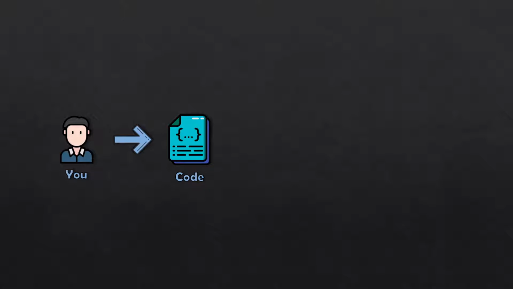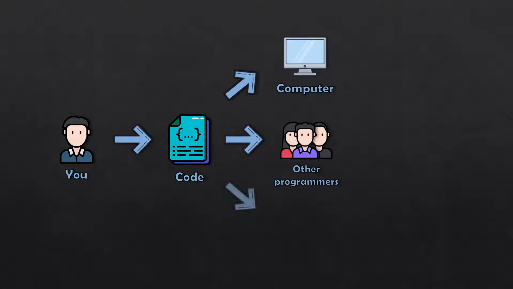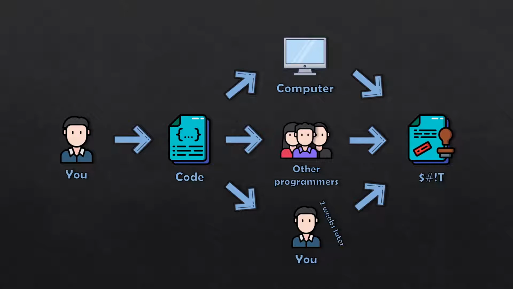A well-written code is a means of communication between a programmer and a computer, a group of programmers, and the same programmer sometime later. If your code is not well written, it may cause some problems and confusions in the long run.